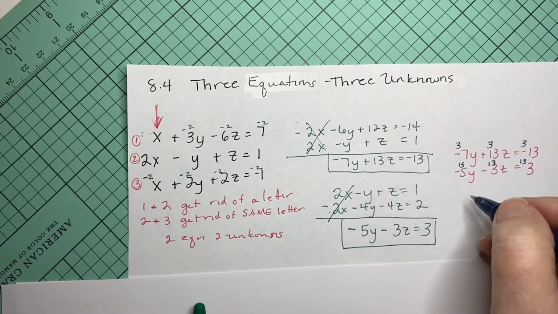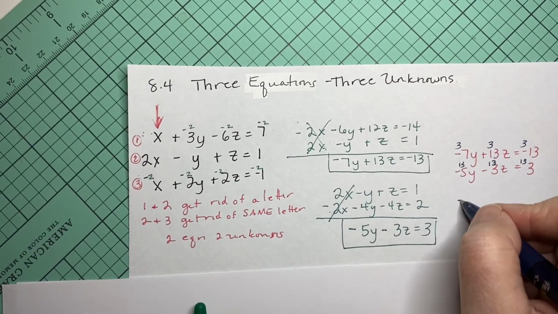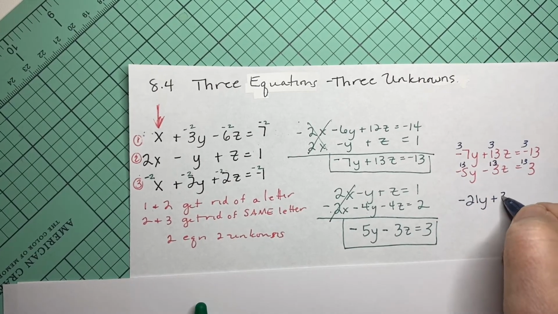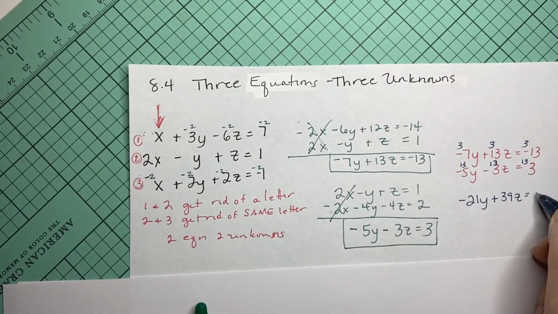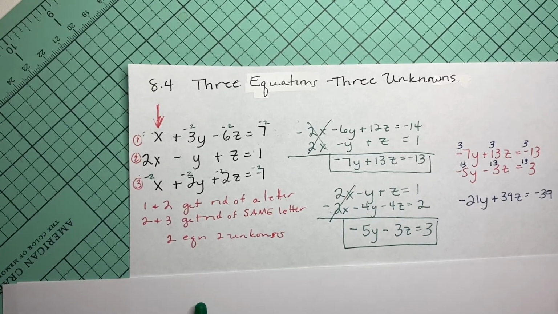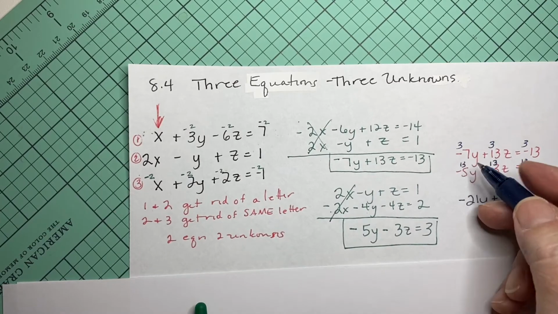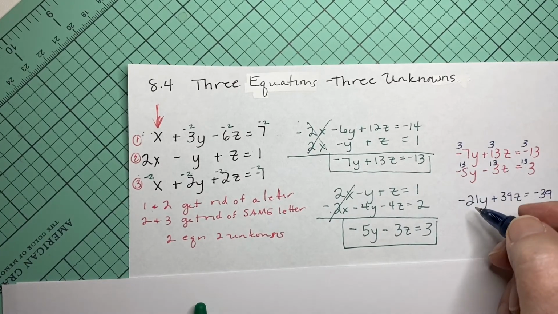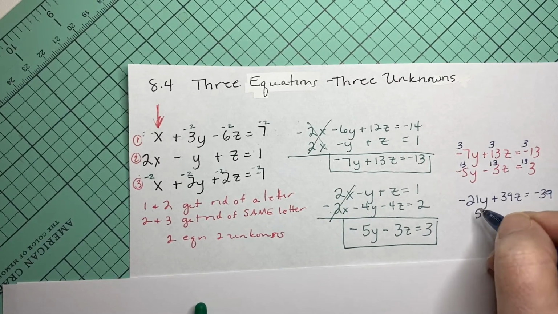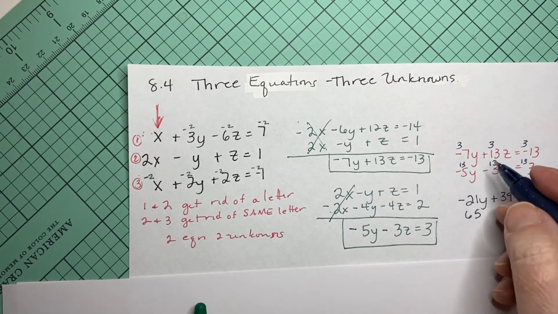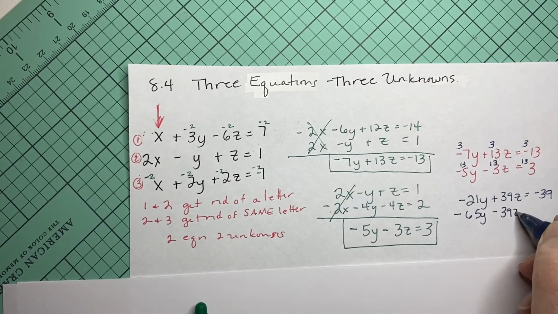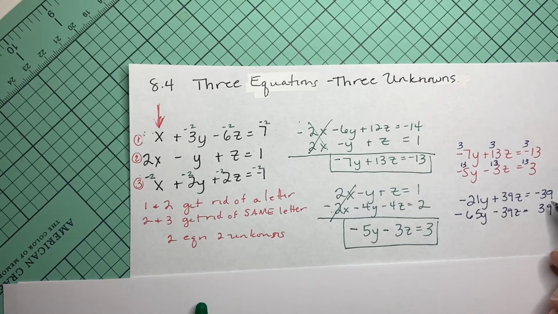So I'll just do this in blue then. So 3 times negative 7 is a negative 21y. 3 times 13 is a 39z. And 3 times 13 is a negative 39. Then on the bottom, 13 times 5, what is that? 70, wait. Sometimes I can't think when I'm 65. So 13 times 5 is a negative 65y minus a 39z equals a 39.